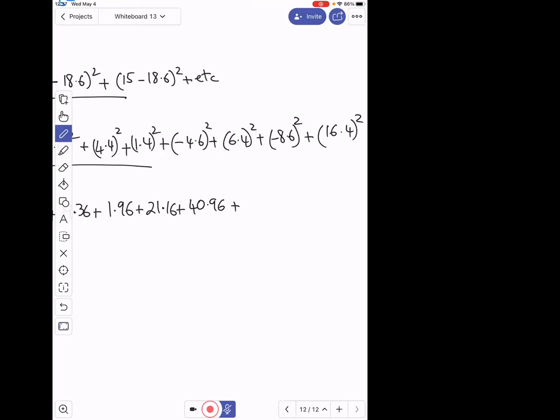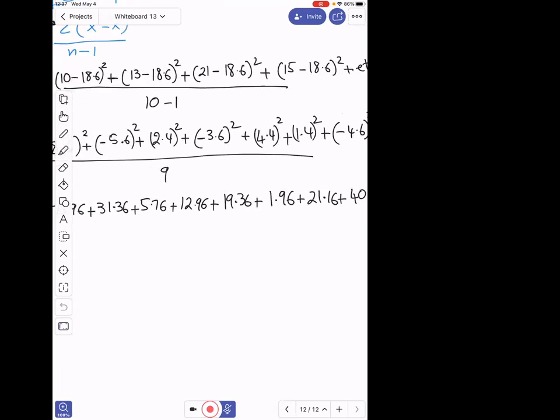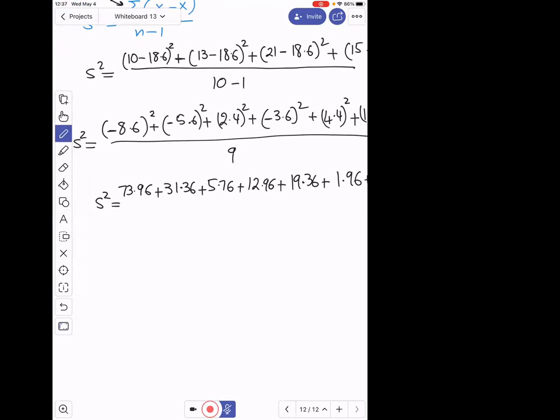So squared, that will be 73.96. And then the 200... 268... 0.96. And again, the whole sum is divided by 9.